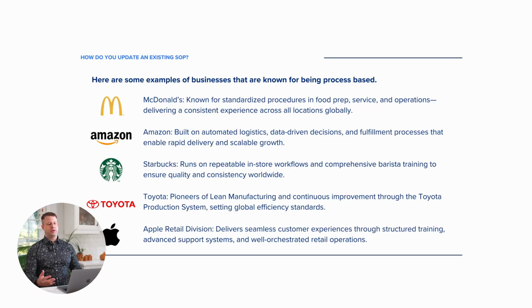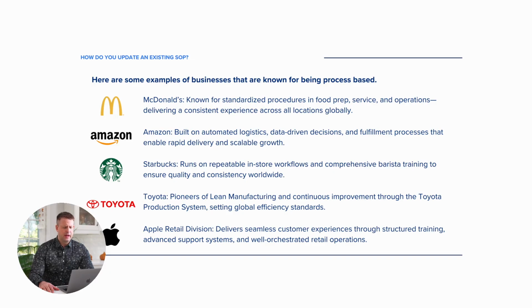Here are some samples of businesses that are known for being process-based. We have McDonald's, Amazon, Starbucks, Toyota, and Apple. McDonald's, known for standardized procedures in food prep, service, and operations. I'm sure, like myself, you've probably heard people say, well, they worked at McDonald's, so they know what they're doing, so we'll hire them. So young people will literally work at McDonald's, and it's a gateway to other future jobs for the reason that people are trained really well at McDonald's, and they seem to be more employable.